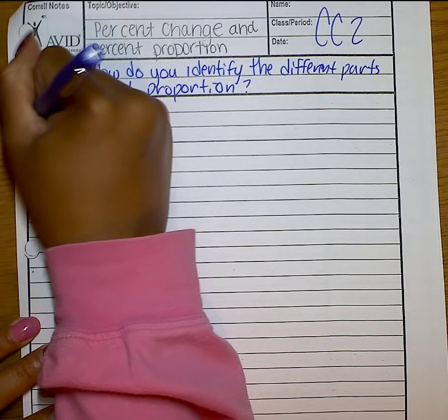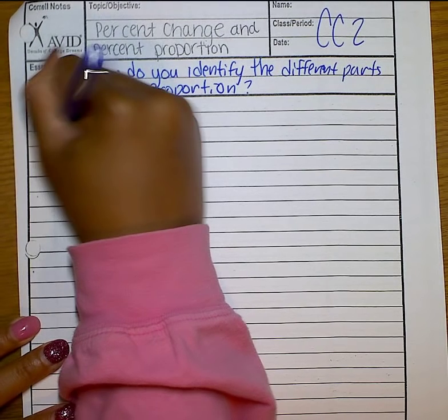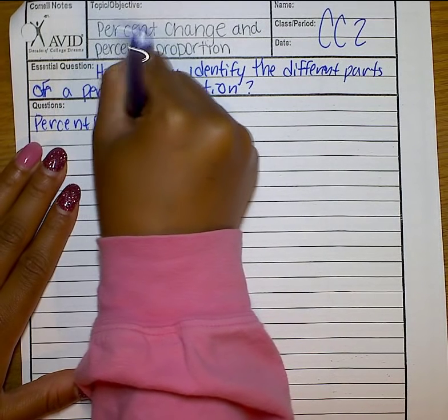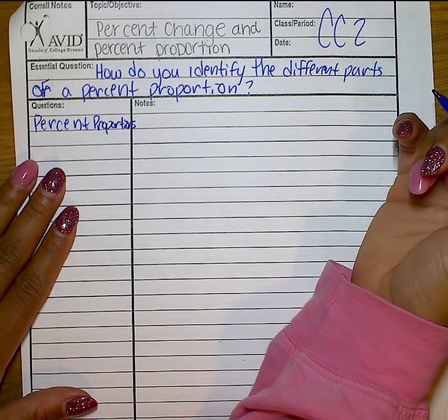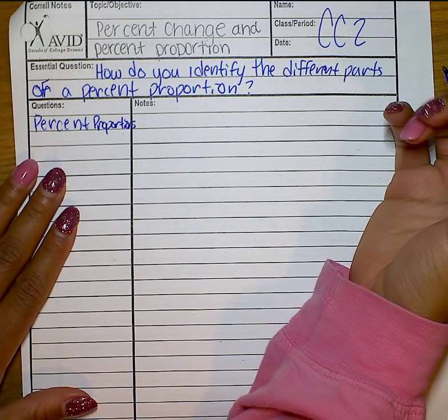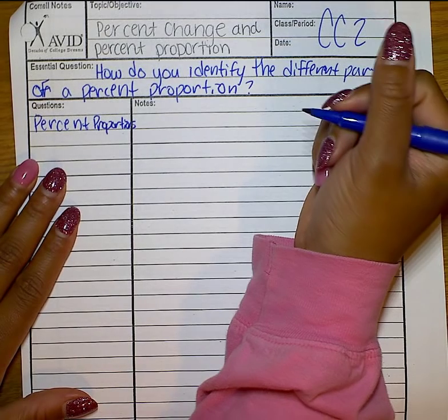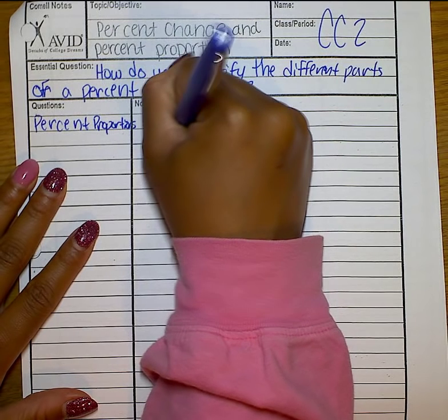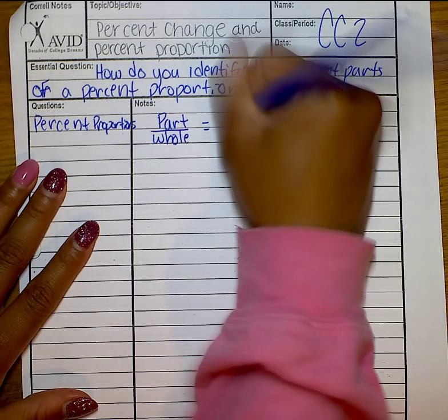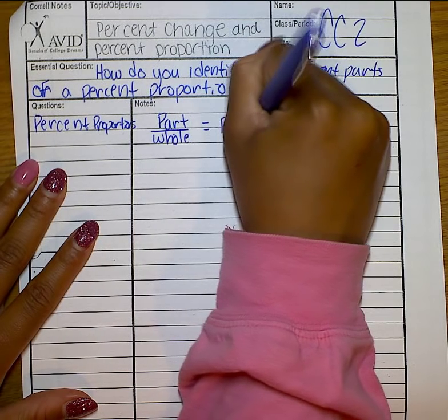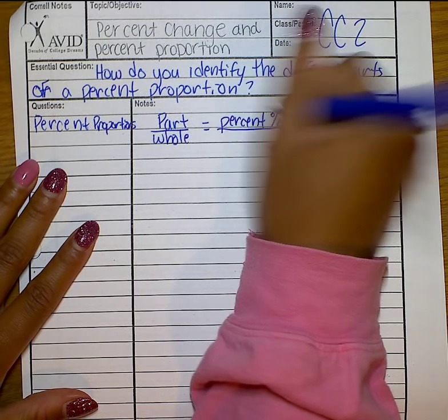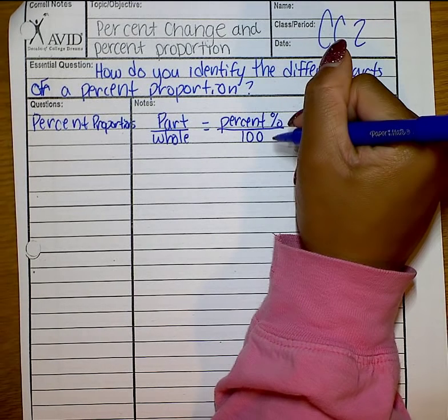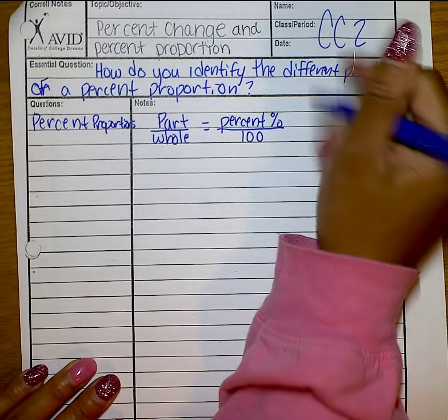So the first topic we're going to talk about is percent proportions. And remember, percent proportions will most likely come in the form of a word problem. But remember, the proportion that you are always going to set up to solve these is part to whole, which is just our part over our whole, set equal to the percent, which is the number that's in our percent, over 100. Remember, percentages are always out of 100, so it's always going to be part over whole is equal to the percent over 100.